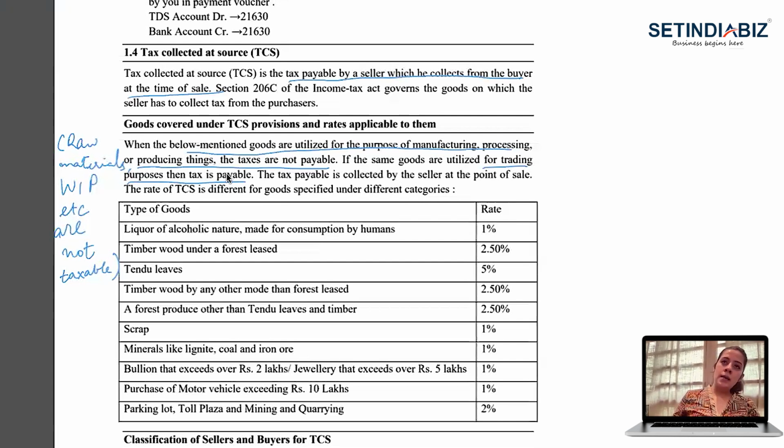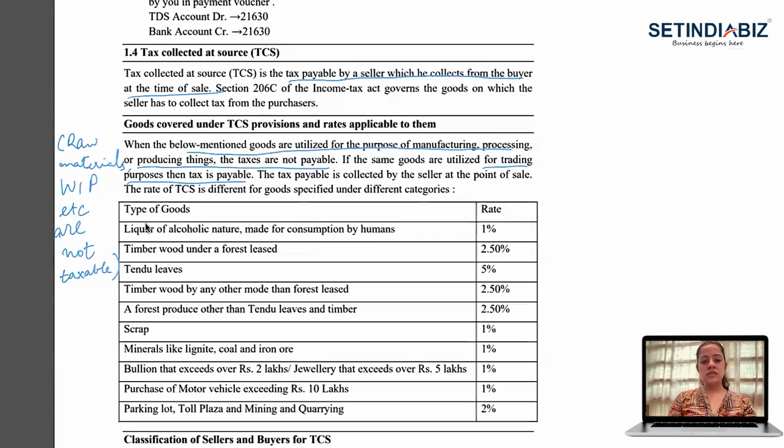For example, I am buying cheese and bread for my bakery store, then TCS will not be applicable because I will be making cakes or pizzas or further items out of it. But if I have a showroom of automobiles and I'm selling a car, then on the car TCS is applicable, I can charge it and I will pay it to the government.